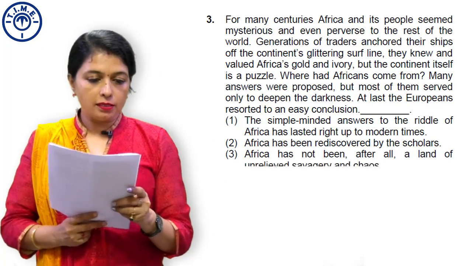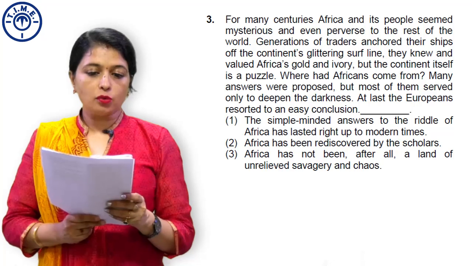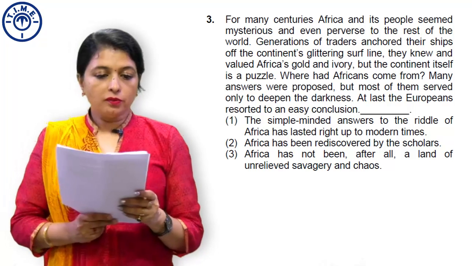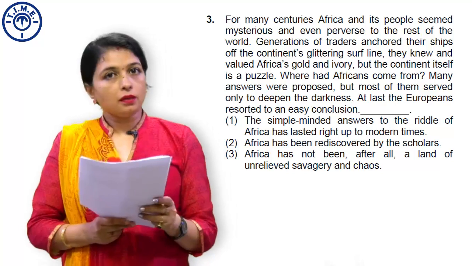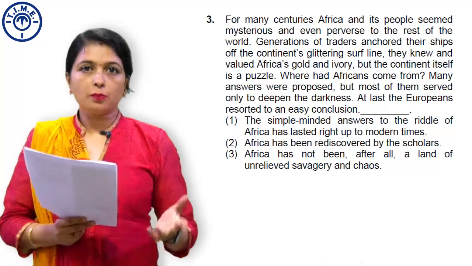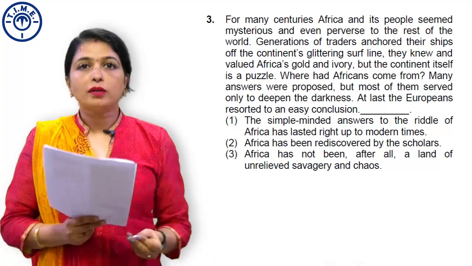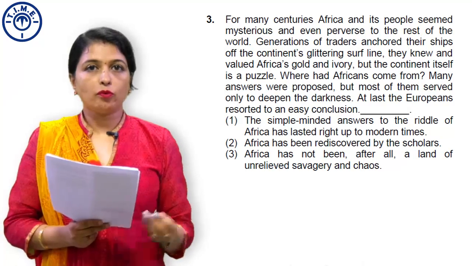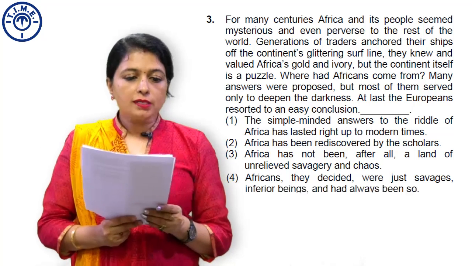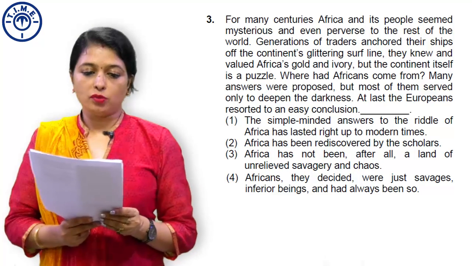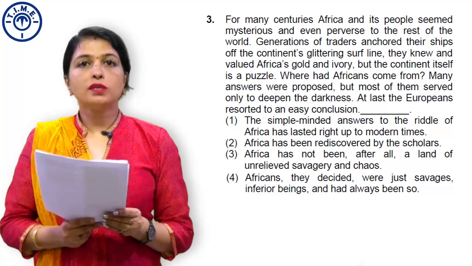The third one says, Africa has not been after all a land of unrelieved savagery and chaos. Again, a distortion, because it brings in something which is not connected to the final part that is before the blank and therefore irrelevant. Option 4 says, Africans, they decided, were just savages, inferior beings and had always been so.